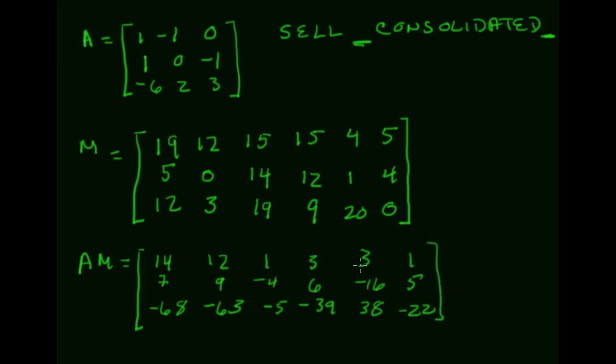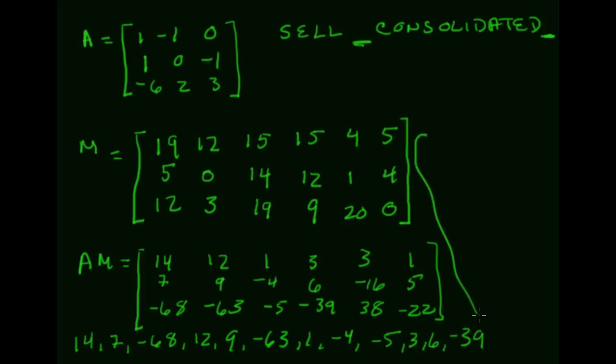All right, but we don't present the message as a matrix like that. We present it as just a list of numbers. I have to go down the columns: 14, 7, -68, 12, 9, -63, 1, -4, -5, 3, 6, -39.